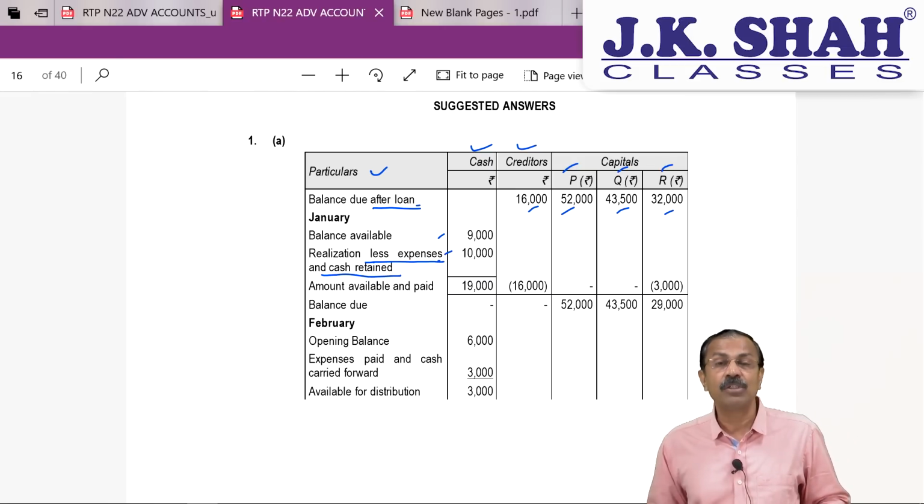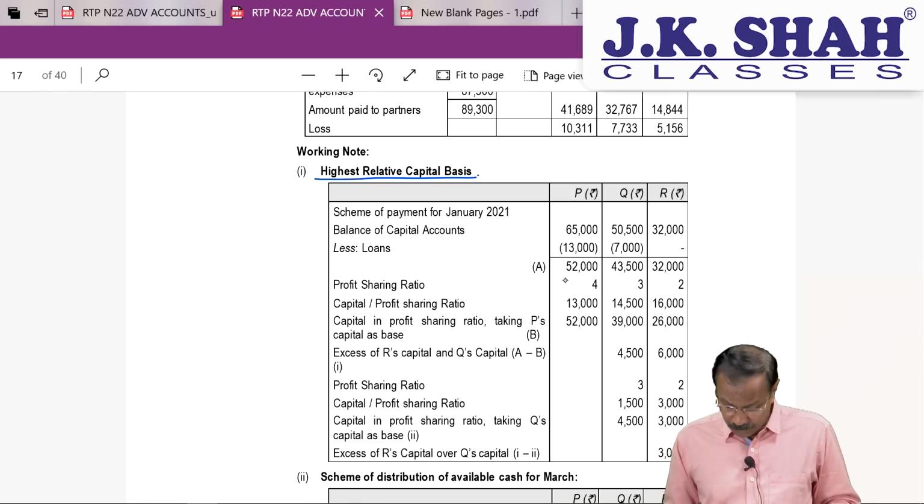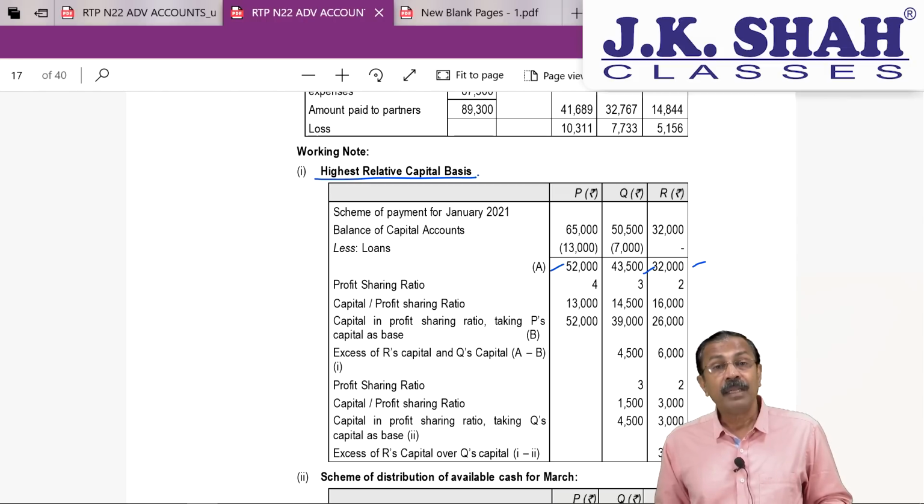But highest relative capital method. So whom are we supposed to pay first? That is what you are supposed to find out in a separate working. See the working for highest relative capital. This is the capitals after adjustment of loan. Next information that you record is your profit sharing ratio given in the question.